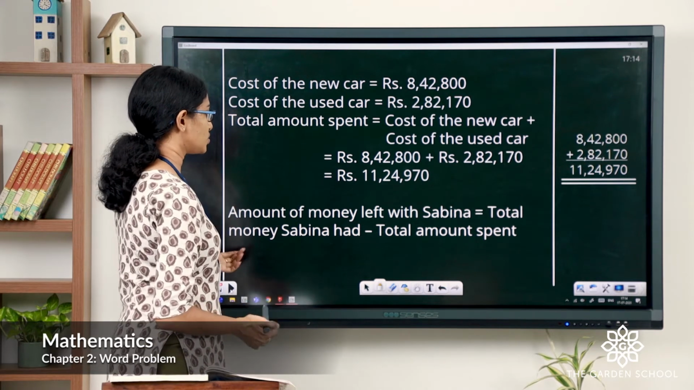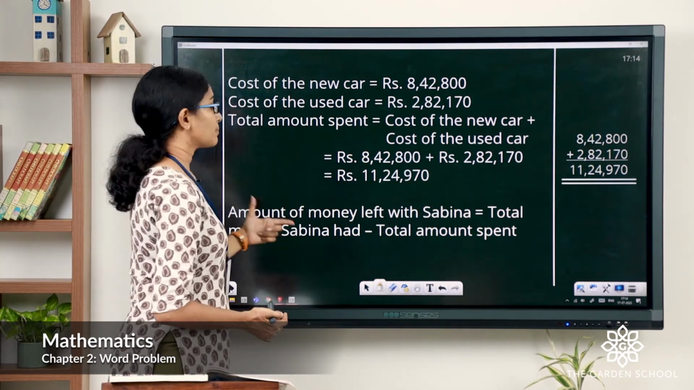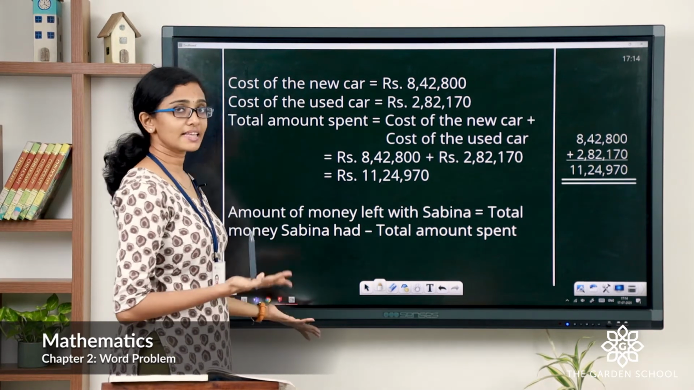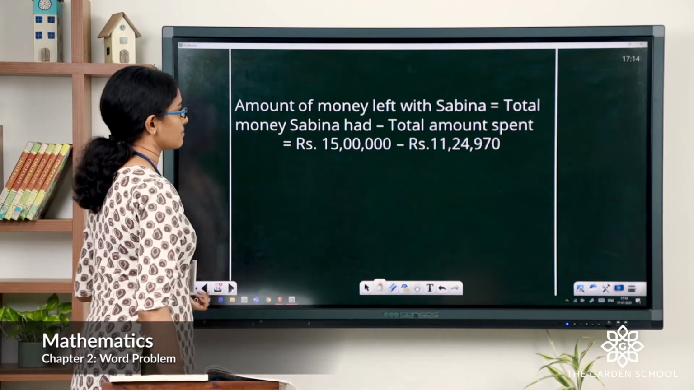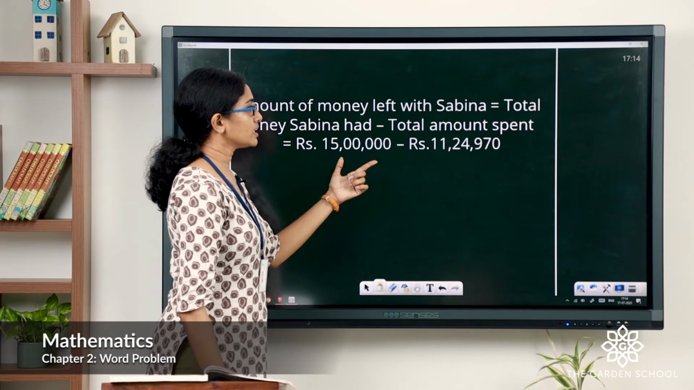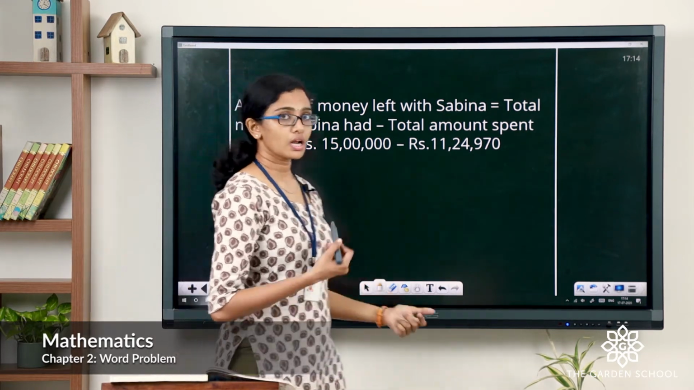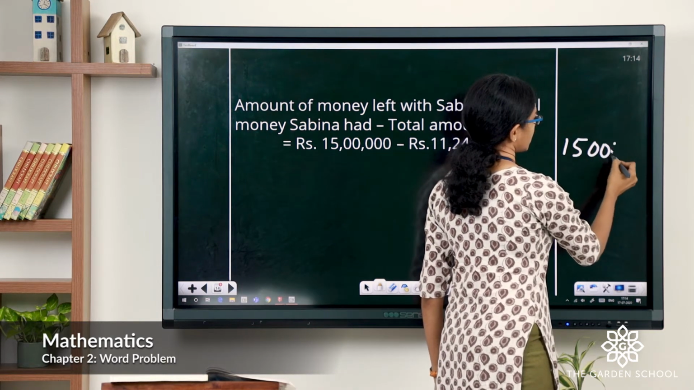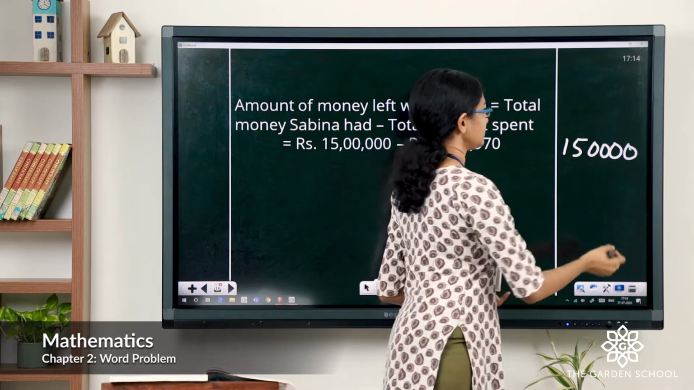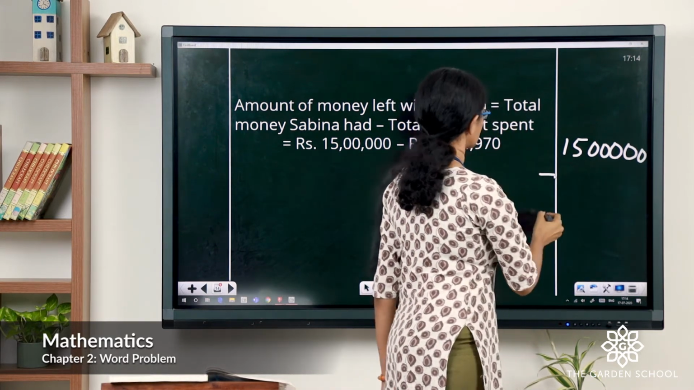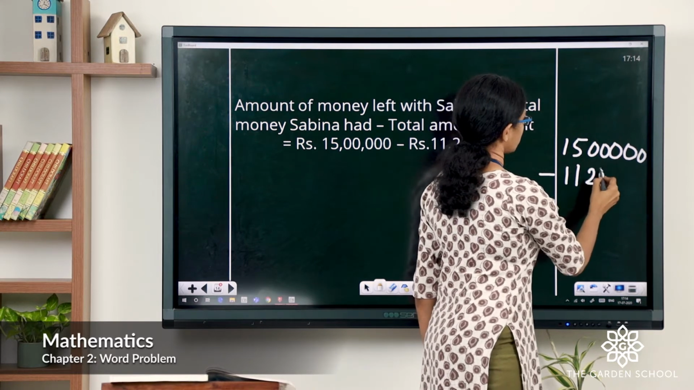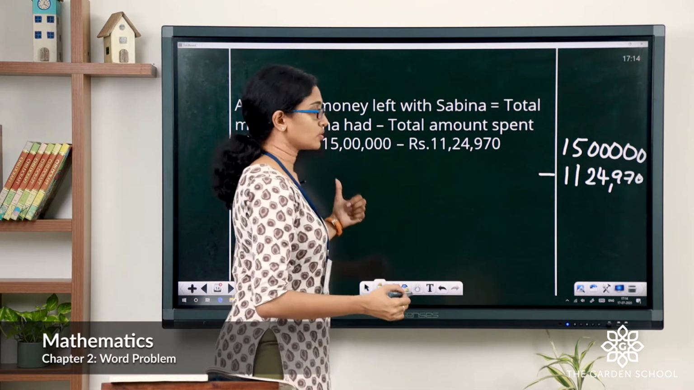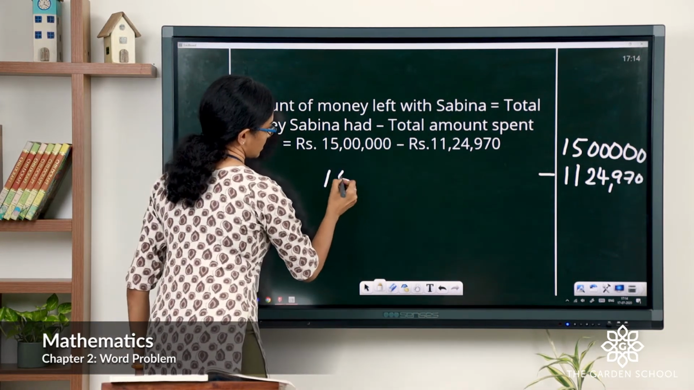So, that is equal to the total money Sabina had minus the total amount she spent. So, how can we find that one? Now, let's substitute the numbers. So 15 lakh minus this much, the money she spent, equals, let's do the calculation and find out the answer. So 15 lakh, you can do this in your working column, minus 11,24,970. I'll do the calculation here so you can understand that easily.